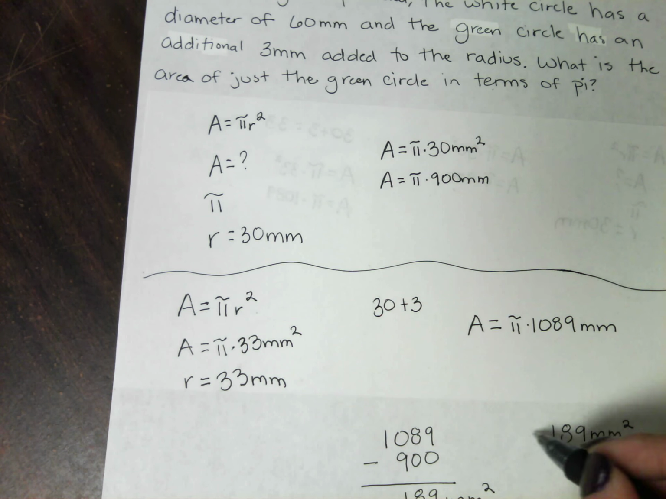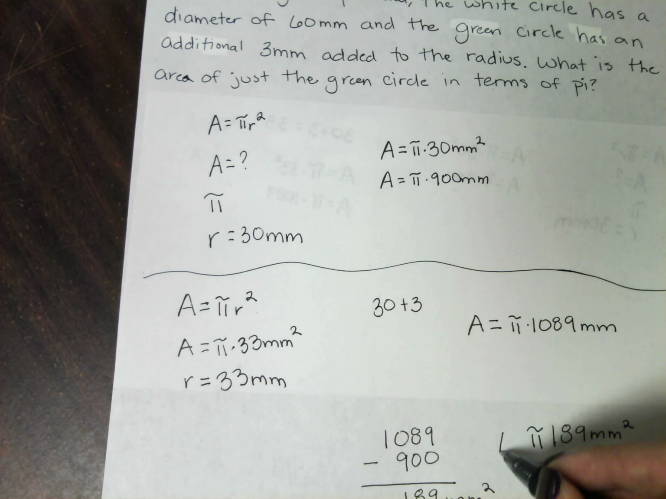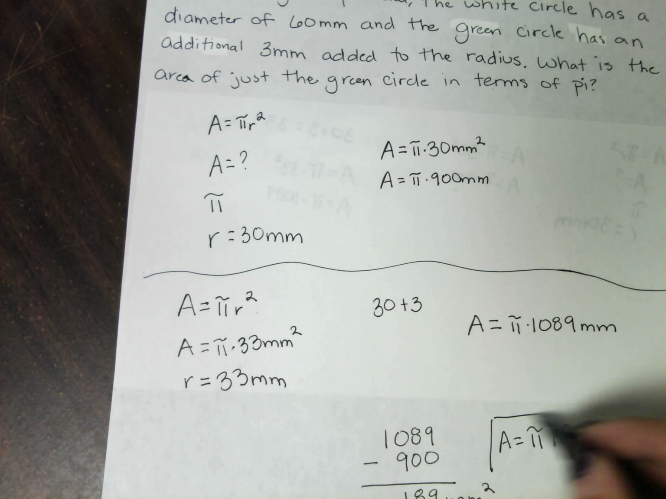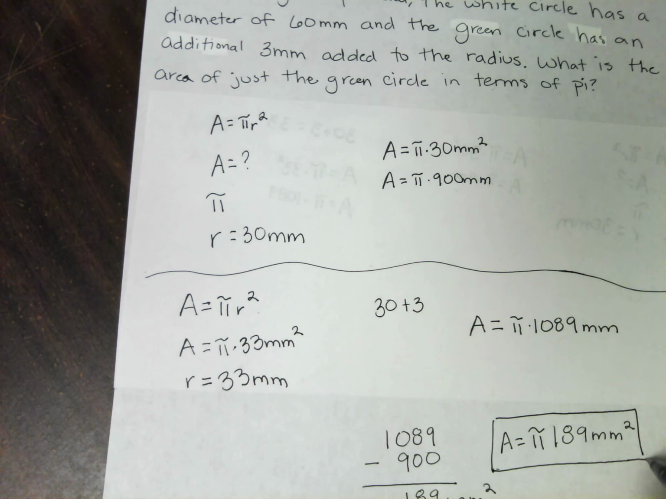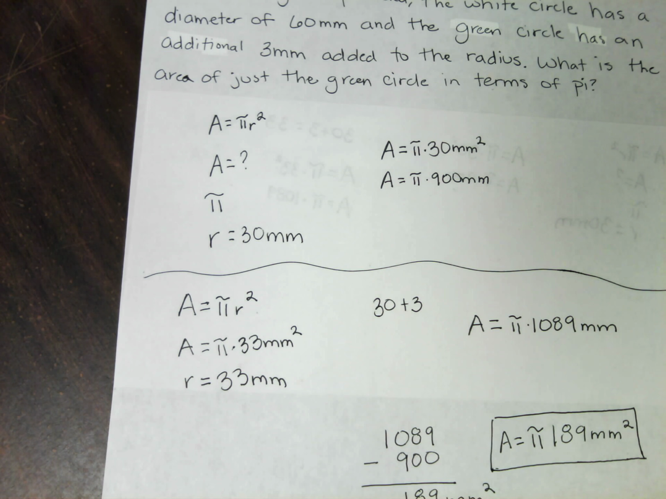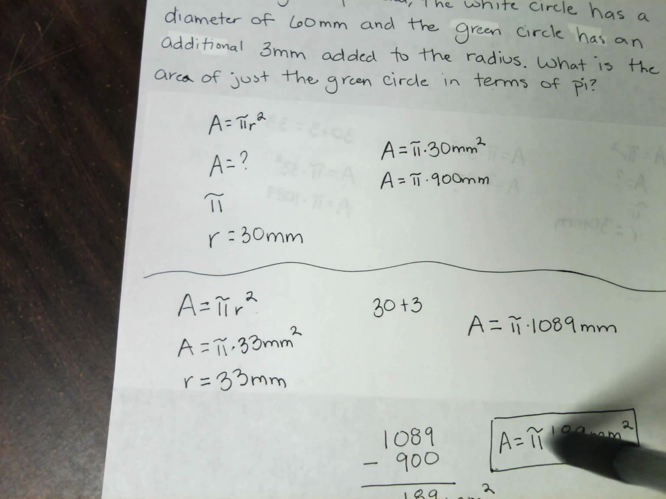pi, or pi times 189. I'm just going to put all my equation. And that's literally my answer. It wants it in terms of pi, which means we're not going to multiply it by pi. If it did ask you to do that, you can do the same thing, except in the last step right here, all you'd have to do is 3.14 times 189 millimeters, and that would give you your answer. So our answer for this one is 189 millimeters squared pi.